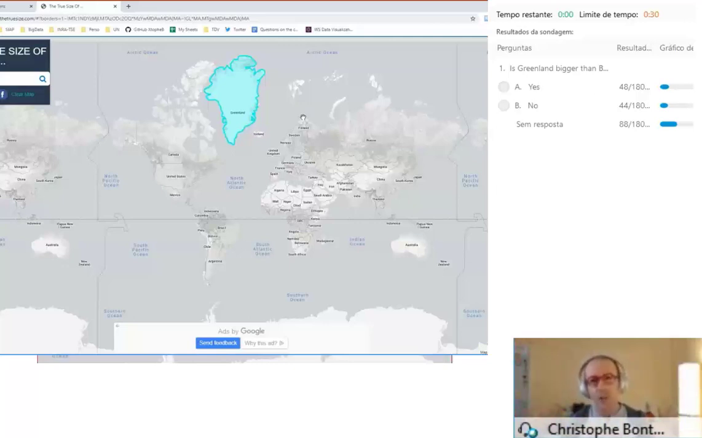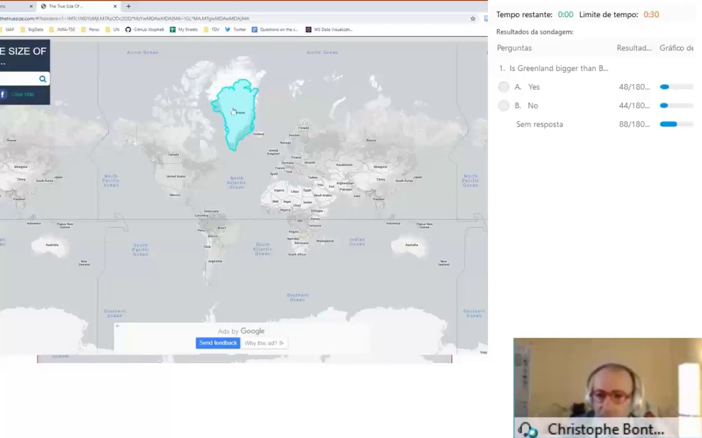But how much do we distort? How much do we distort the surfaces? In fact, the Mercator was not done for conserving the surface, but was done for conserving the angles for navigators. And here on this website, The True Size Of, I will put Greenland as if it was at the same latitude as Brazil. And in fact, Greenland is 4 times smaller than Brazil.